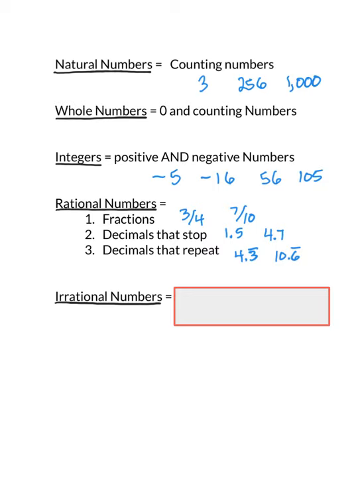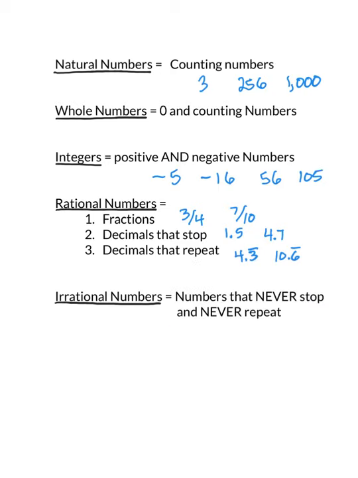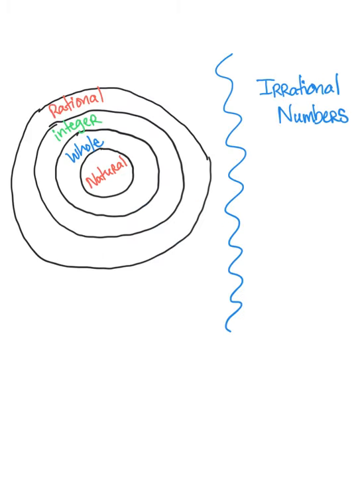The last definition that we need to talk about is irrational numbers. Irrational numbers are numbers that never stop and never repeat. So they're kind of like decimals that never stop and never repeat. The famous example of an irrational number is pi, because we know that number goes on forever and ever and ever. So this is a great example of an irrational number.